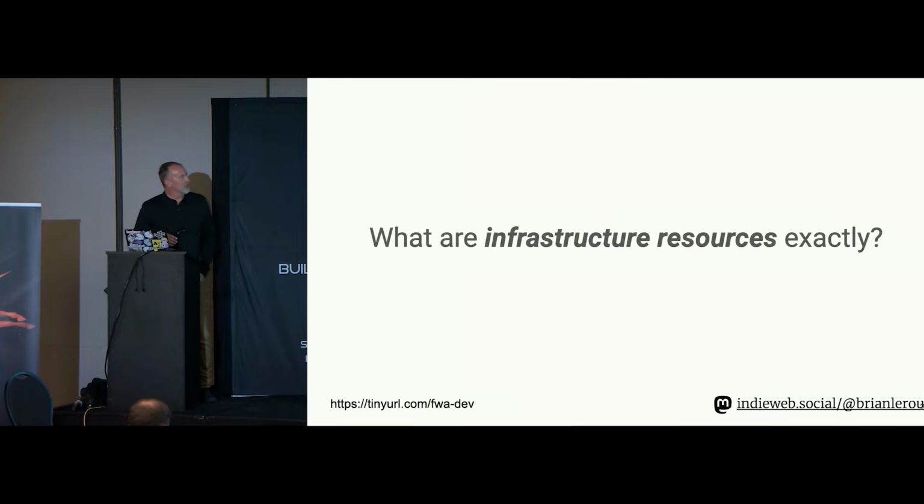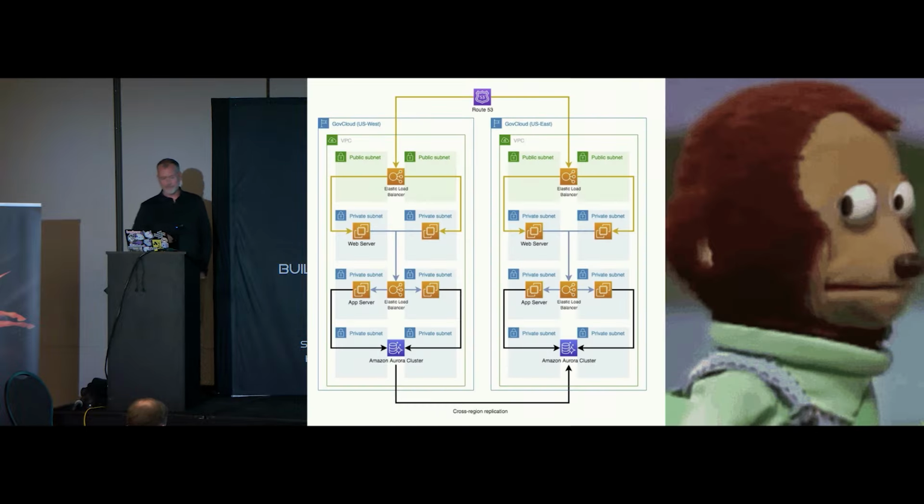So the next question comes, well, what is it? What do you mean precisely by infrastructure resources? In a typical three-tier architecture, you've got a front end, a middle layer or business logic layer of some kind, and a data access layer or a database layer of some kind.